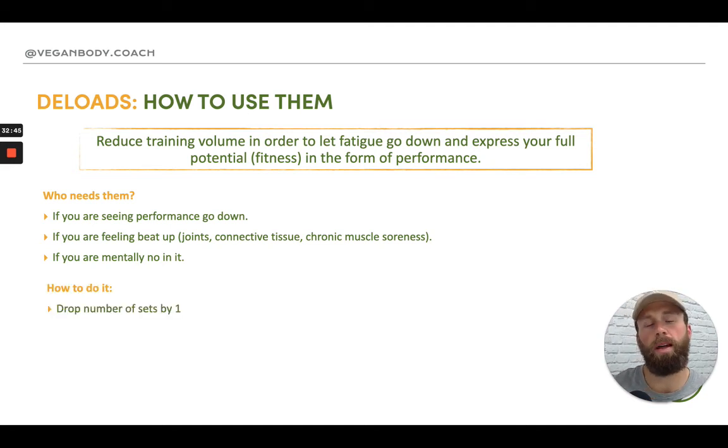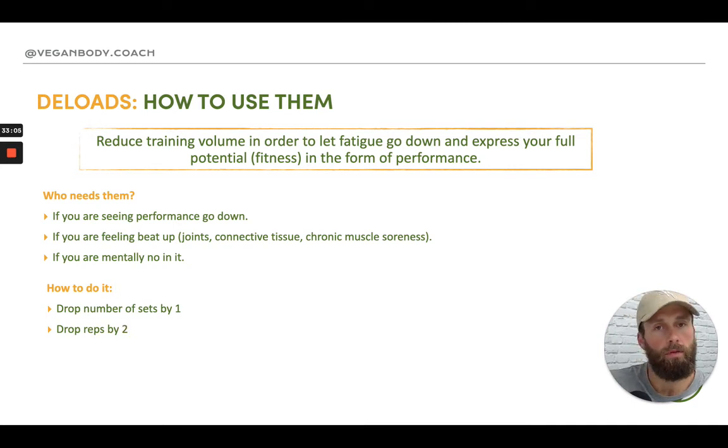So how do you do it? Number one, you drop the number of sets by 1. So if you're doing 3 sets of bench press on your Monday, then you're going to drop that down to 2 sets, right? And if you're doing 4 sets of deadlifts on a Wednesday, you'll drop that down to 3 sets. So a real simple rule of thumb, just drop your sets by 1.